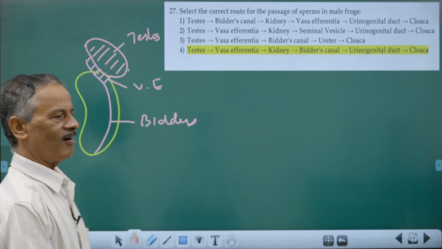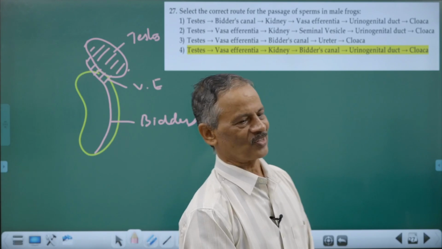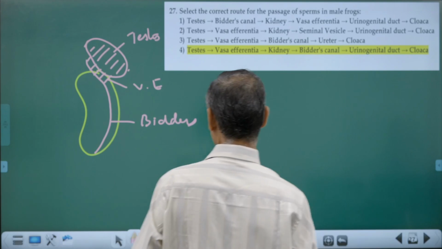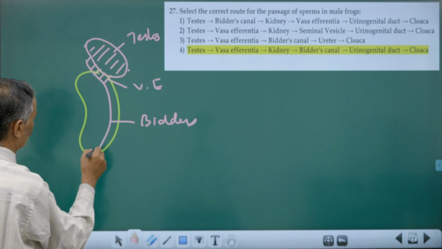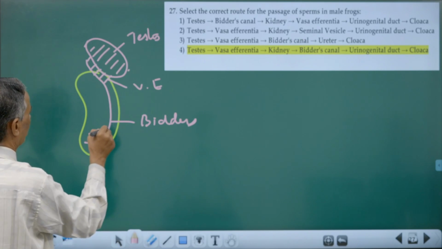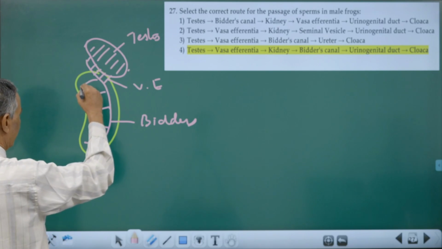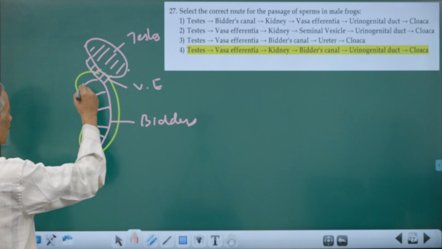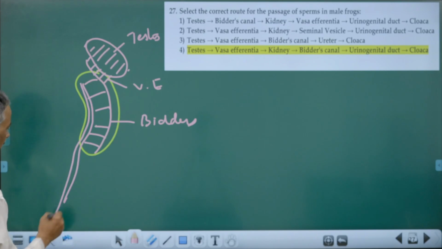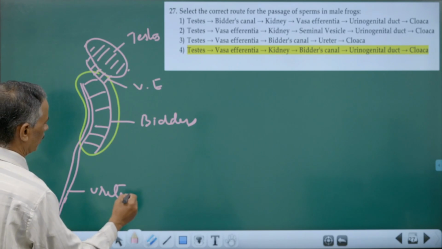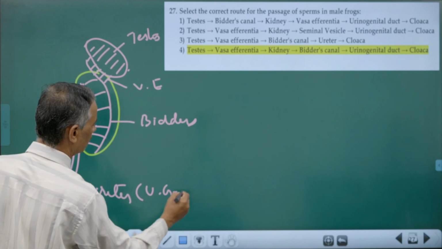That bidder's canal is not at all present in advanced vertebrates. This bidder's canal is connected to the ureter by a few number of transverse canals, and they will be all joining and will be coming out as the ureter. Ureter is actually urinogenital duct.